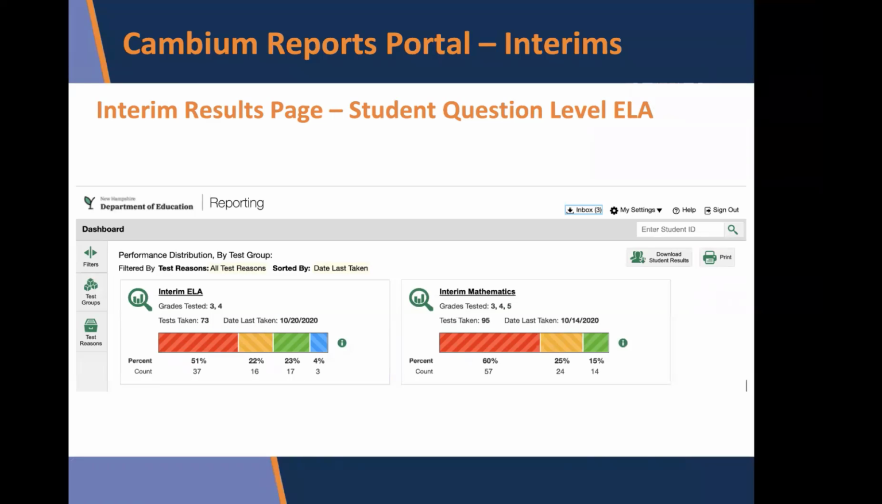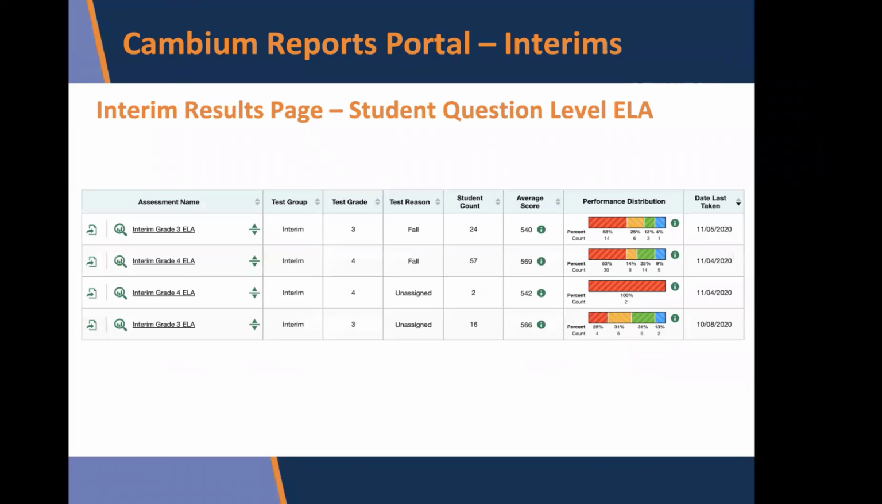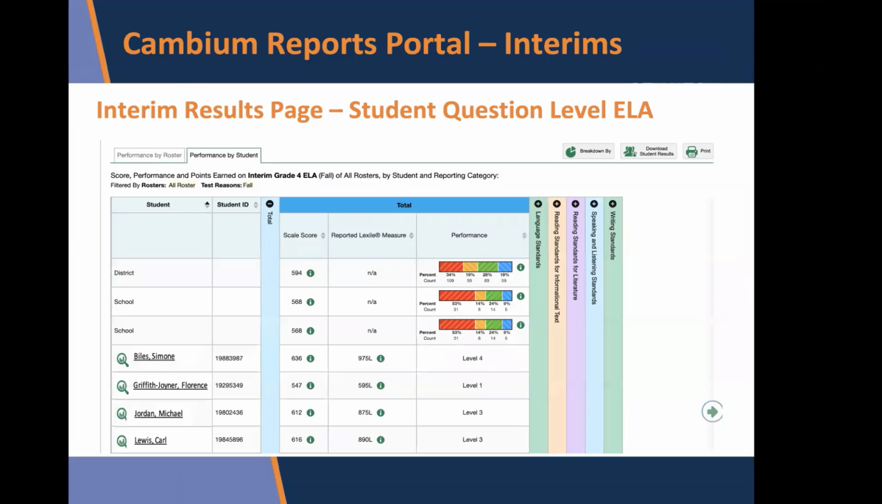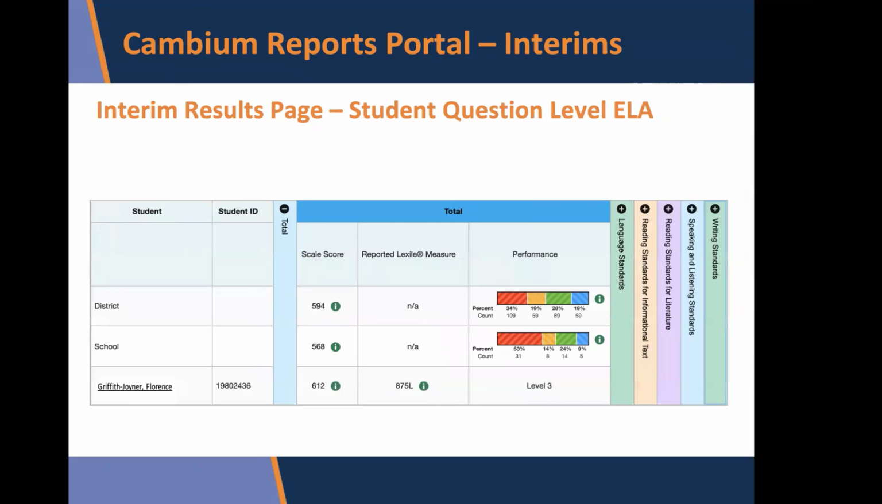Now I just wanted to drill into the question level for ELA. That was a math example, and I wanted to show you some ELA as well. So you would go right in, choose your specific class or section, choose performance by student, choose your student, and you would get this. Again, this is Florence Griffith Joyner, and this is her ELA interim results.